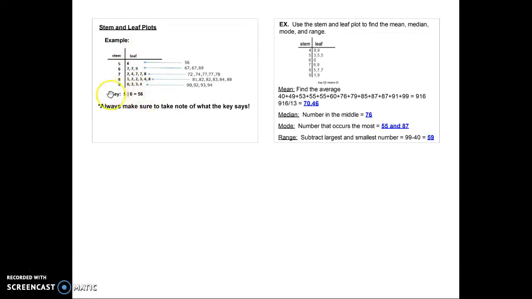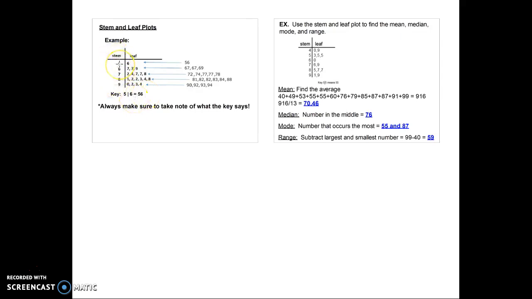Okay? Now, they will always give you a key with a stem and leaf plot. If you're creating a stem and leaf plot, you have to make a key. Okay? So this 5 with a vertical bar 6 means that that value is a 56. So this 5 is your stem, this 6 is your leaf. So when I put those together, that makes the number 56.